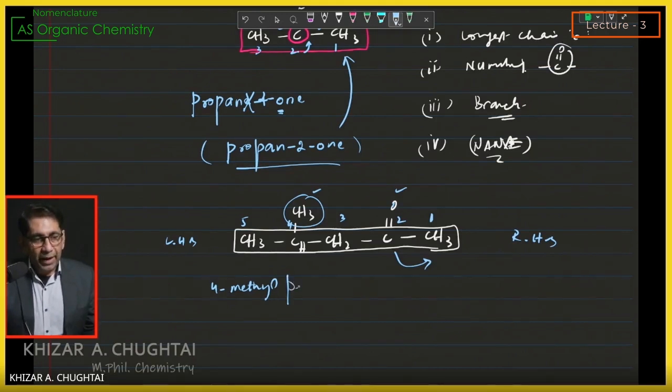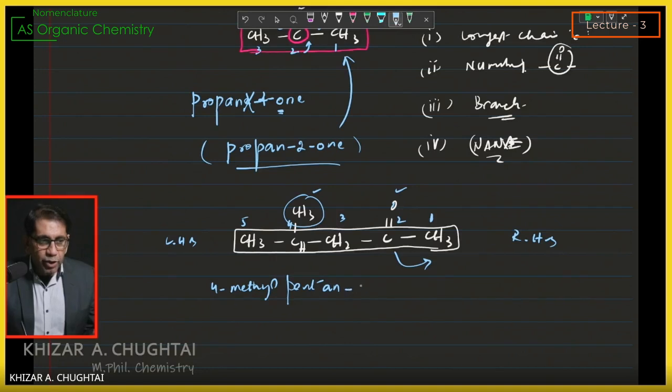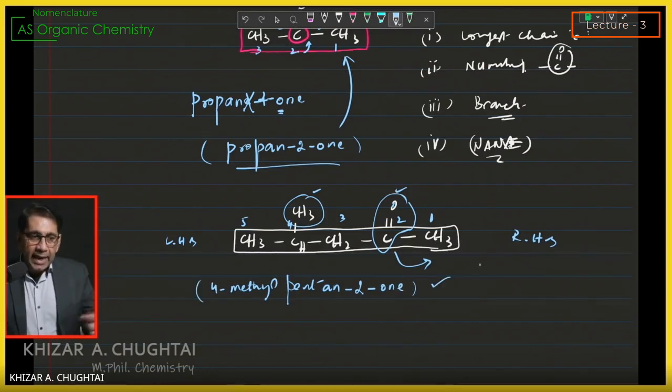So I will write pent, 4-methyl pent. There was only one branch at 4. 4-methylpent. All carbons are single bonds, so I'm going to write "an", but not writing the E, just "an" and a dash. What is the position of the functional group? That is 2. And I will write "one" for ketone. So 4-methylpentan-2-one is the name of this compound.